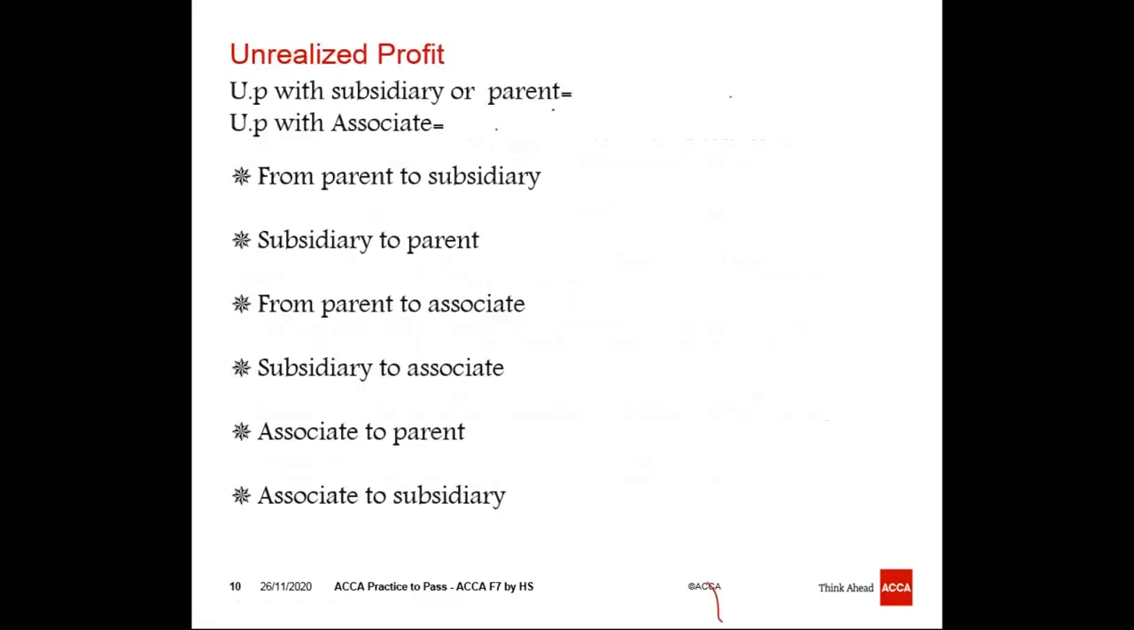So moving on towards the next case. Now there could be 4 to 6 cases of unrealized profit in consolidation. Unrealized profit means the profit which has been earned by the parent company from its subsidiary or by the subsidiary company from its parent company. This sort of profit should be eliminated when we are doing the consolidation. So consolidation never recognizes the profit which we have earned within the group. There are 2 cases in general: the transactions between the parent and subsidiary, or the transactions with the associate company.